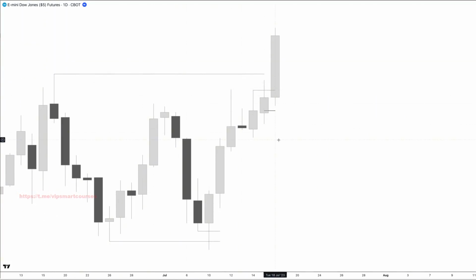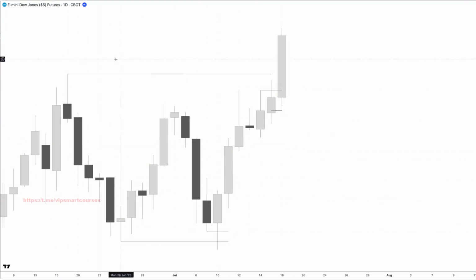But yeah, that's how we put it all together, guys. Pretty simple, going from universal model to candle closure to invalidation point.